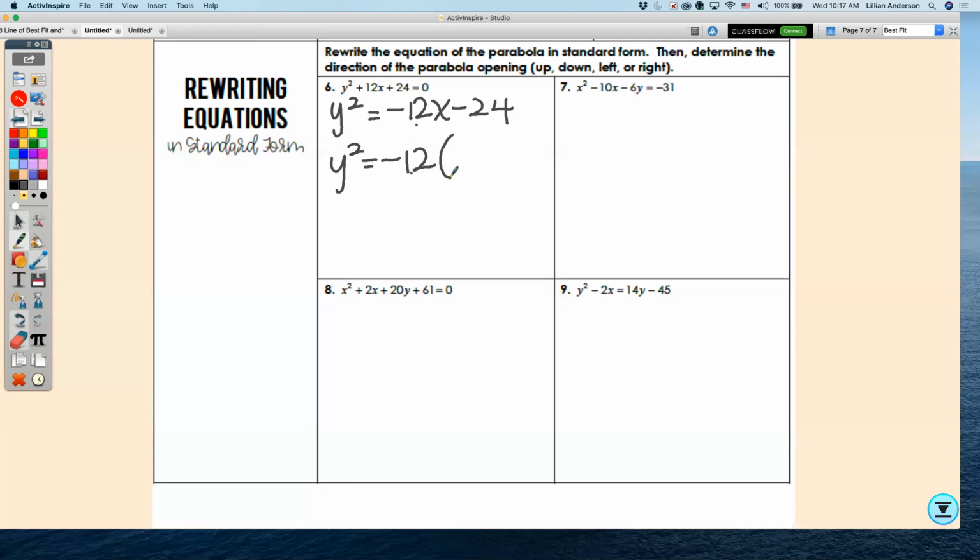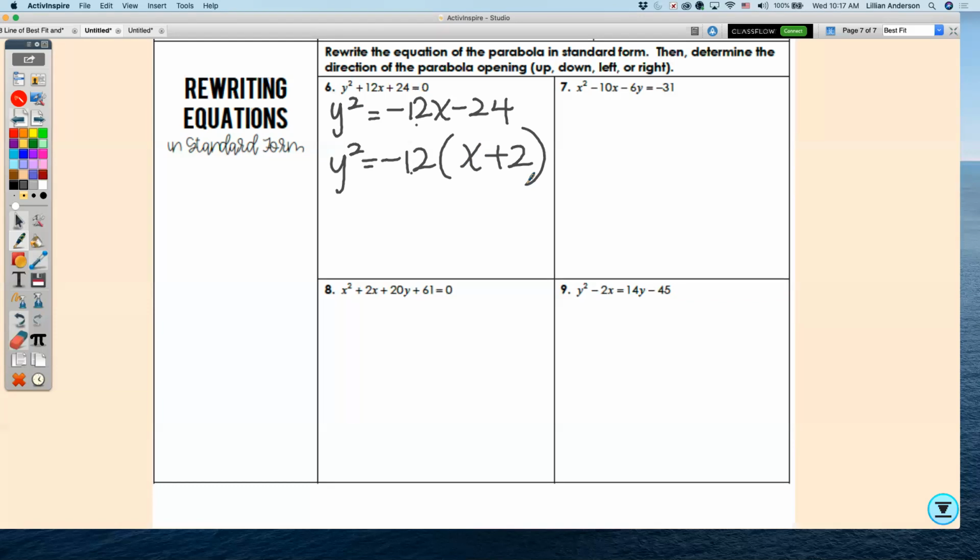It needs to be x plus a number or x minus a number. So when I factor out negative 12, it's going to be x plus 2. And now it is in standard form. So you're going to have to do GCF factoring for the non-squared side to get it into the form it needs to be. And there's a possibility you might need to complete the square on the squared side.